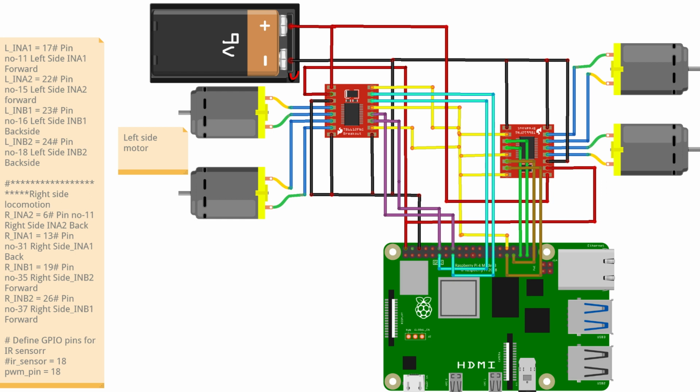On the display, you can see I have also mentioned a bit of the Python code with the pin configuration. For the left side motor, GPIO 17 is assigned for input 1, then input 2 is GPIO 22, and then the other left motor, B1, uses pin numbers 23 and 24. Same goes for the right hand side motor. INA2 is pin number 6, then INA1 is pin number 13. Then the other one, INB1 is pin number 19, and INB2 pin number 26.